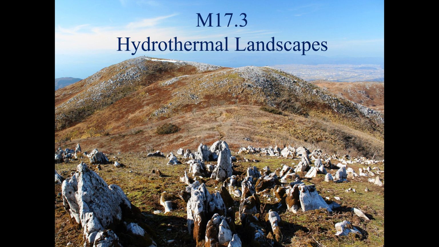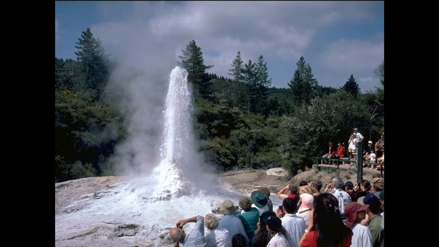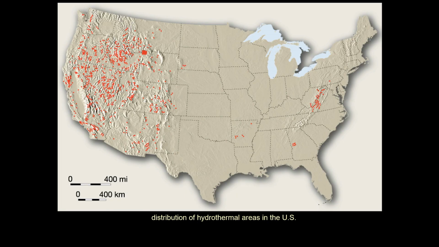In this last video for Module 17, we consider hydrothermal landscapes. Now I should mention that hydrothermal landscapes are not really related in any way to limestone topography that we looked at in the last video. Here's a geyser field, and we're going to be talking about the distribution of hydrothermal areas in the U.S. So these are areas where the magma is not too distant from the crust.